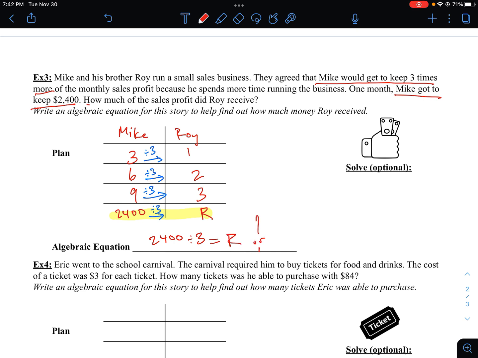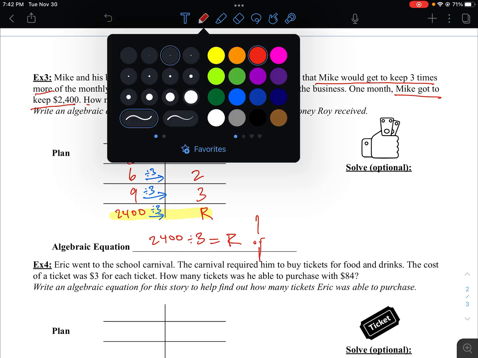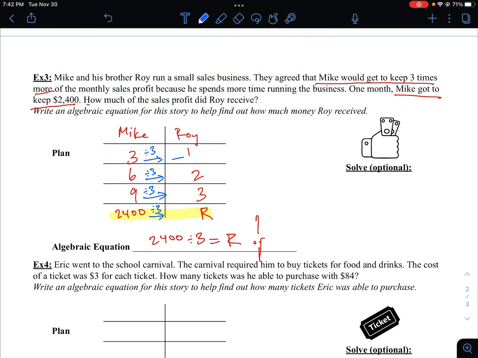Or I can do it the other way, which is, how do I get from Roy to Mike? Just times 3. How do I get from R to 2,400? Multiply by 3. So this equation would be R times 3, or 3R, equals 2,400.